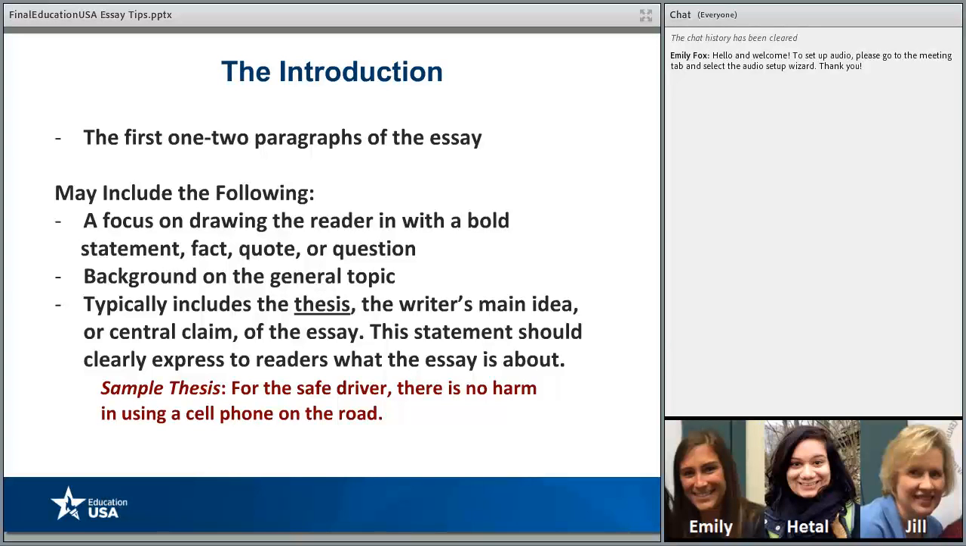And really the goal of it is to draw your reader in. So think about the last time you read a book and that really just drew you in from the first sentence.